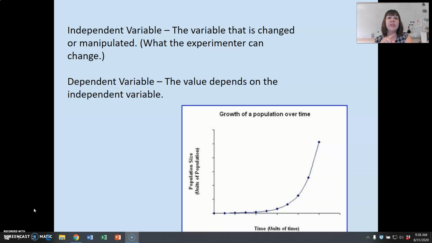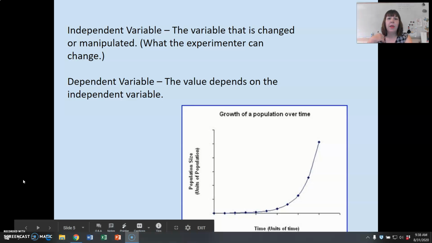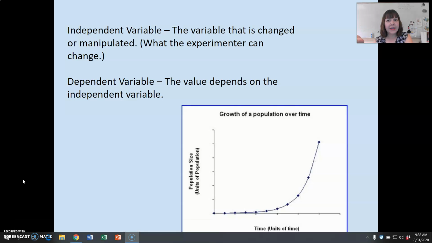The thing that changes as the result of the independent variable changing, so as time goes by, our population increases, that's the dependent variable. That value depends on how much time has gone by, or maybe if we're looking at the acidity versus the concentration, perhaps the more concentration of an acid we put into our solution, then the pH changes. That would be the dependent variable because it depends on what we did.